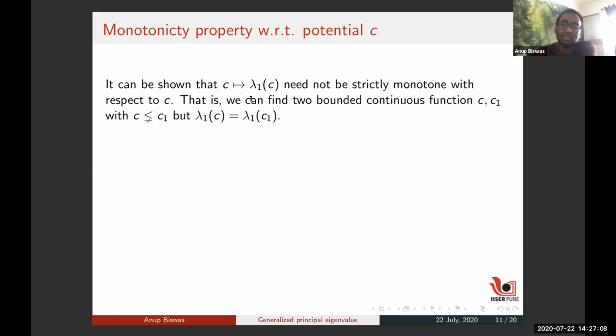to C. In other words, one can find two bounded continuous functions, C and C1, so that C lies below C1 and is not equal to it. That means there is a ball on which C1 is strictly bigger than C, but the eigenvalues are the same. So therefore the strict monotonicity property does not hold. Now the question can be: when can I say it has strict monotonicity? Looking at L or from some properties of the eigenfunctions, can you characterize this property of monotonicity with respect to potential?